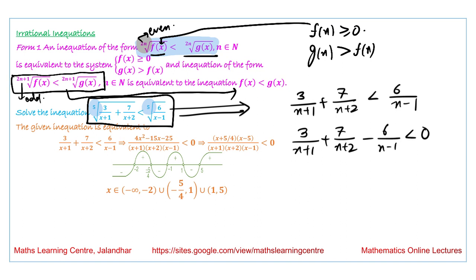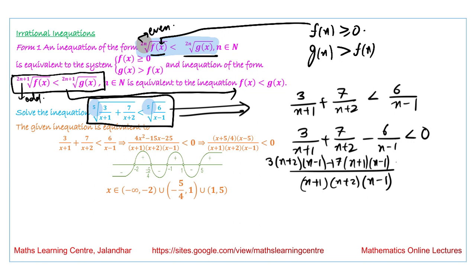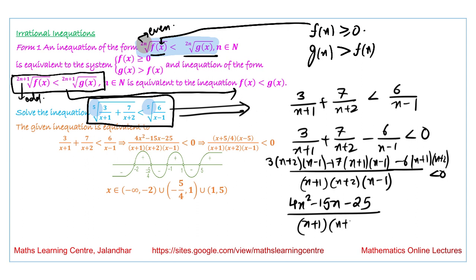So 3 by x plus 1 plus 7 by x plus 2 minus 6 by x minus 1 is less than 0. If we take the LCM over here, we will obtain x plus 1, x plus 2, x minus 1 in the denominator, and in the numerator 3 into x plus 2 into x minus 1 plus 7 into x plus 1 into x minus 1 minus 6 into x plus 1 into x plus 2, is less than 0. And if we open these terms, we obtain 4x square minus 15x minus 25 by x plus 1 into x plus 2 into x minus 1 is less than 0.